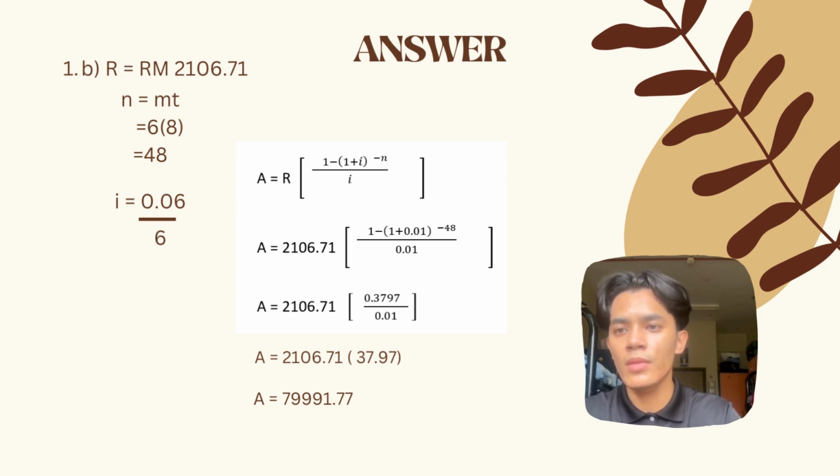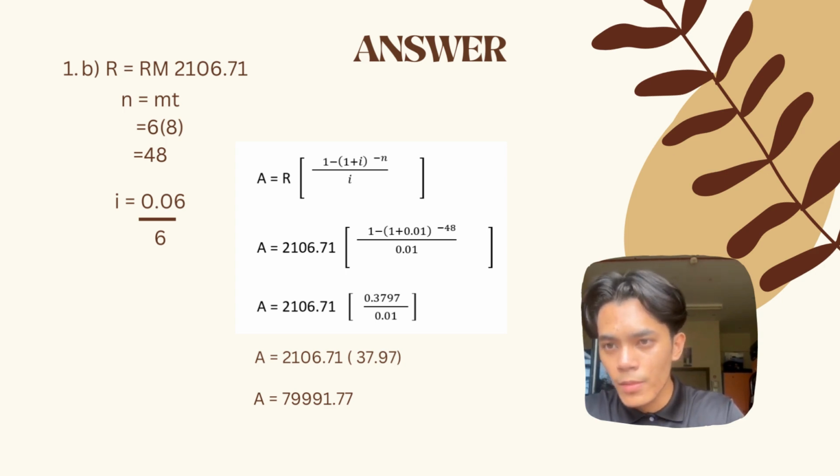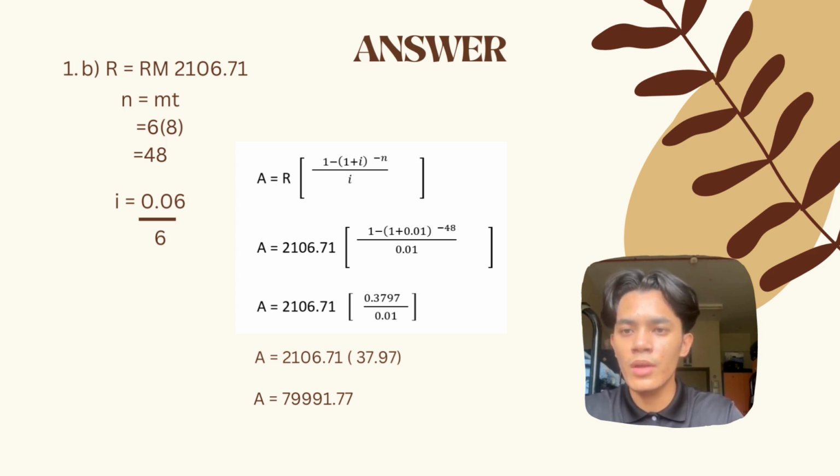So R is 2,106.71 open bracket 1 minus open bracket 1 plus 0.01 close bracket to the power of negative 48 over 0.01 close bracket. So R equal to 2,106.71 open bracket 0.3797 over 0.01 close bracket. So we need to divide this. Okay, 2,106.71 open bracket 37.97 close bracket. So we multiply that. So we got the final answer A equal to 79,991.78.